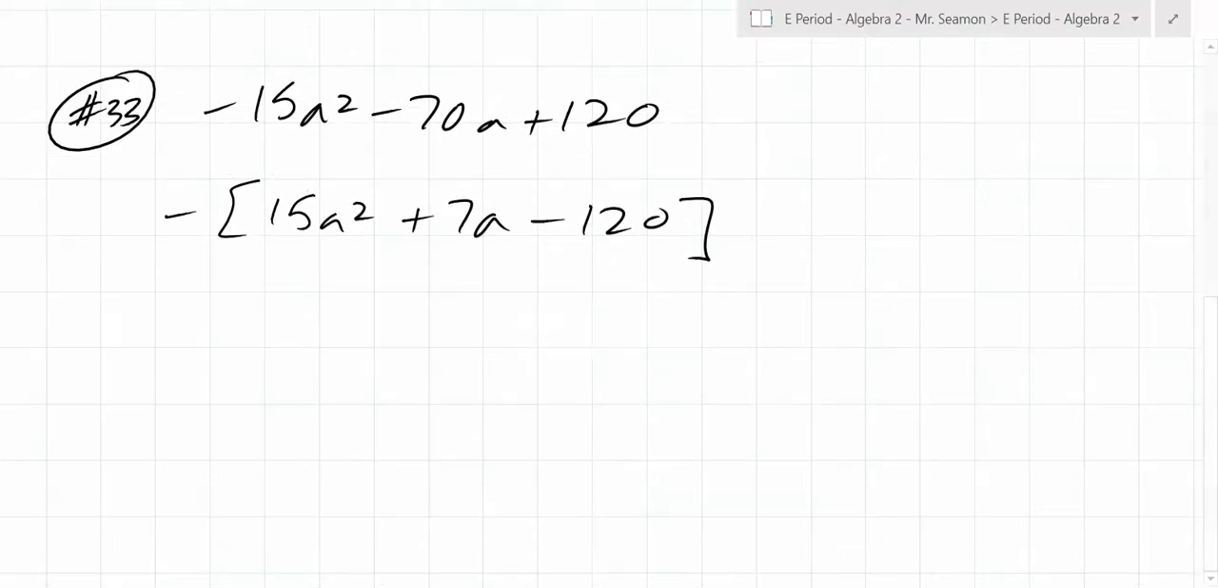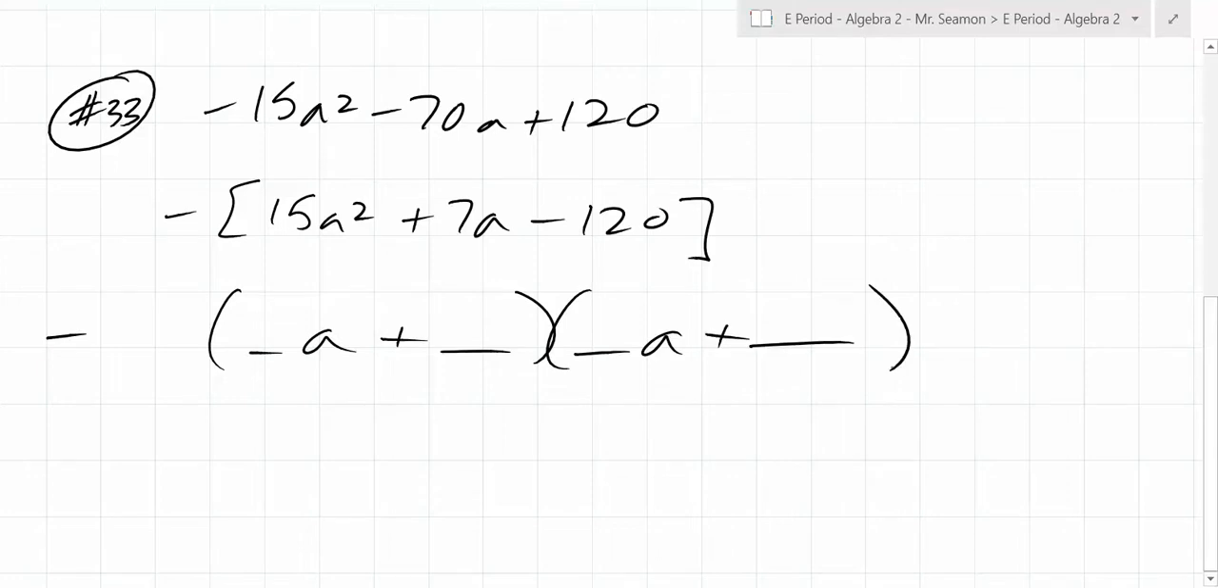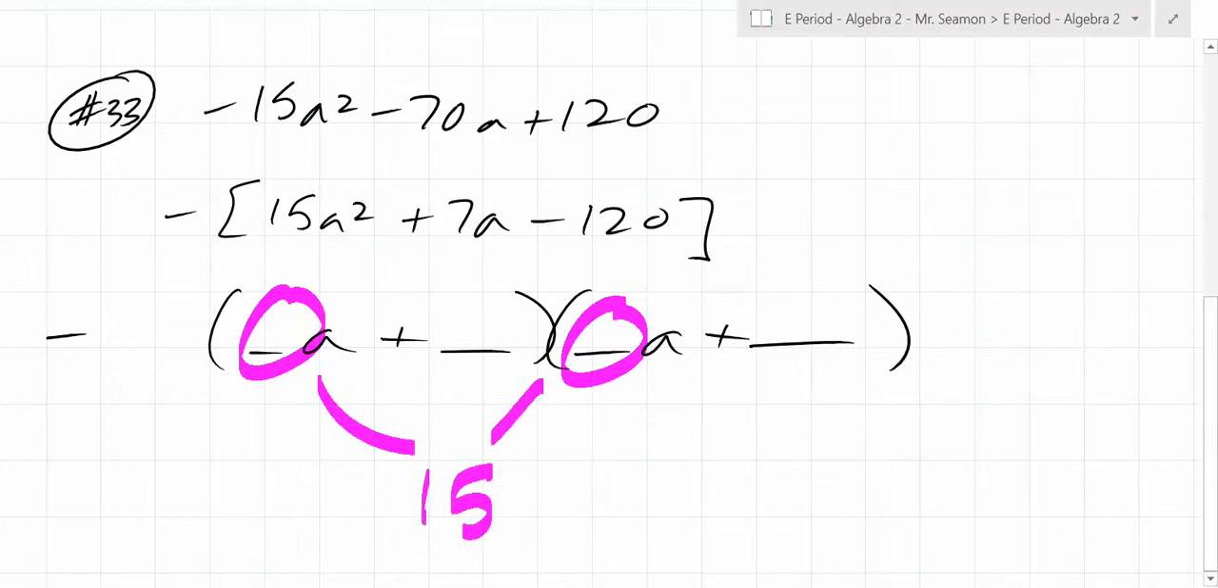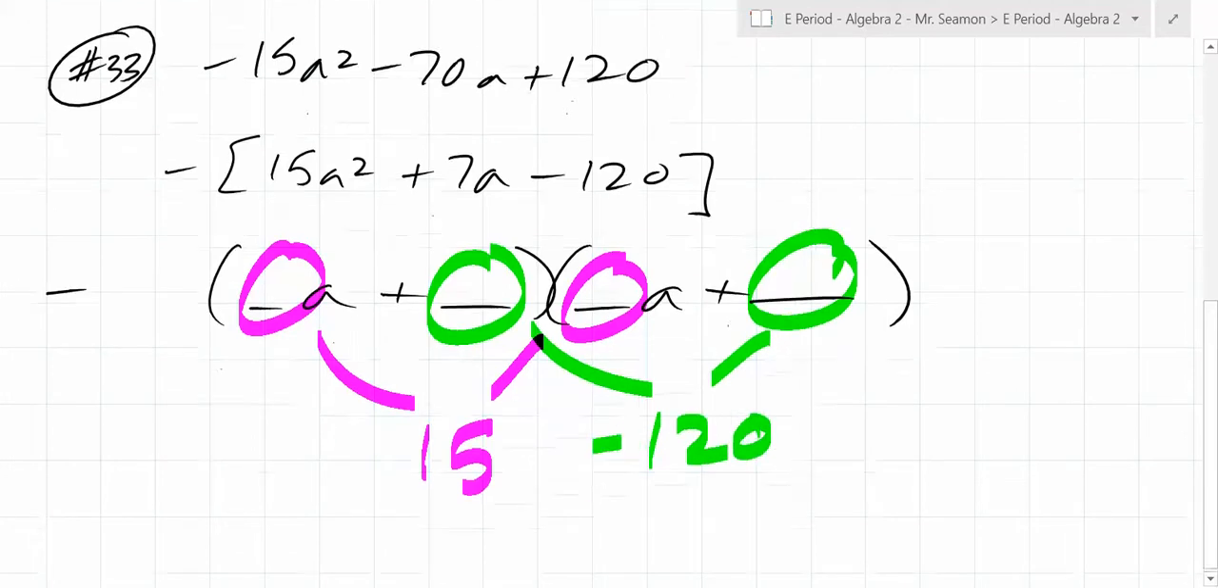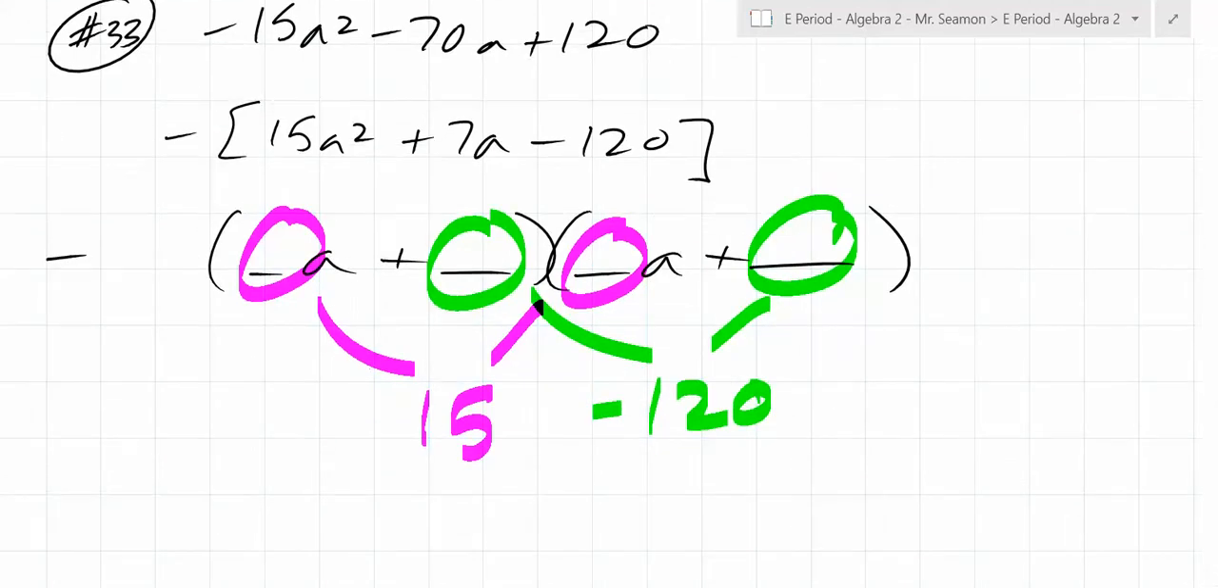You have to test out several things, but you know your goal. This negative is just sitting out front, remember. You're trying to turn this into something a plus something times something a plus something. First of all, what do you know about the coefficients of a? They have to multiply together to get 15. And what do you know about these two numbers? They have to multiply to negative 120. So let's try a pair that multiplies together to get 15. How about 5 and 3? Is that okay? What about negative 120?